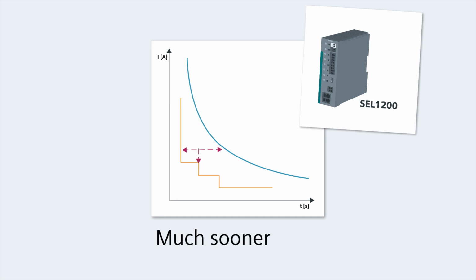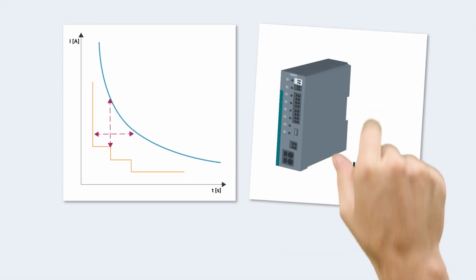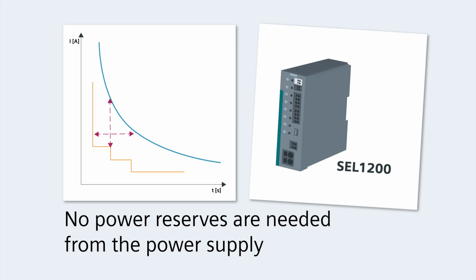It also responds to a much lower current, meaning that the other loads are much less affected and the voltage dip is minimized. And because the switching characteristic of the SEL1200 means it is optimally adapted to the switched mode power supply, no additional power reserves are needed. Now, let's look at the SEL1200 in an application example.